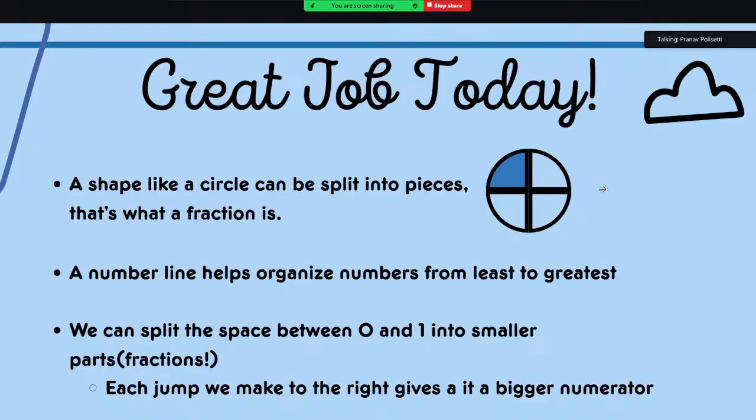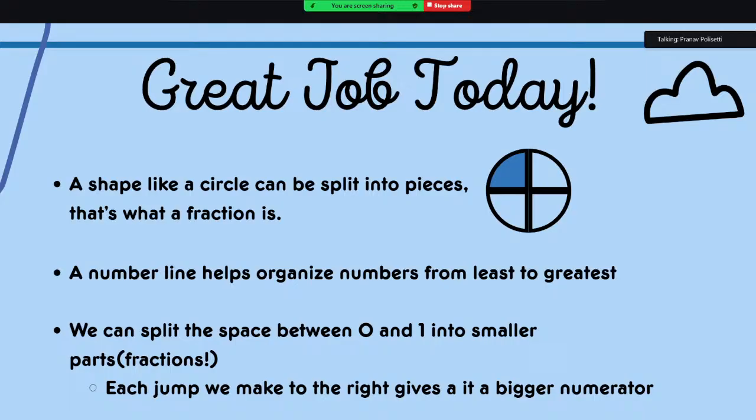And yeah, so the next point that we learned today is the number line helps us organize numbers from least to greatest, right? So we go from 0 and then we keep adding as we go to the right. So we go from 0 to 1 to 2 to 3. So we're adding numbers, we're getting larger and larger numbers the more we go to the right of the line.